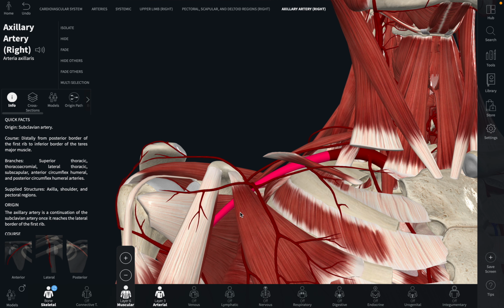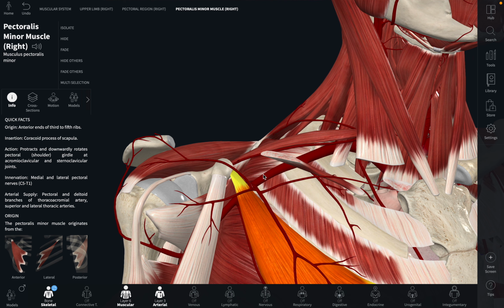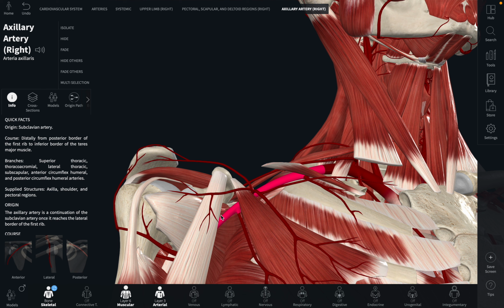You can see the pectoralis minor. The pectoralis minor muscle divides it into three parts. So this is the first part, around here. Then the second part is under the pectoralis minor. Then this is the third part. So the first part is here, the second part is under the muscle, and the third part is this one here. Now let me remove this, and the first part gives off one branch. The second part will give you two branches. The third part is going to give you three branches.